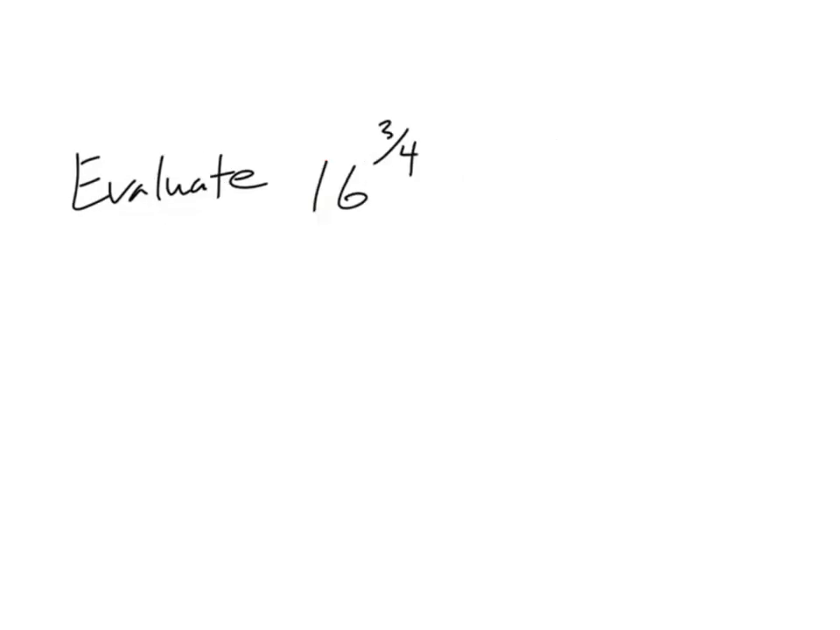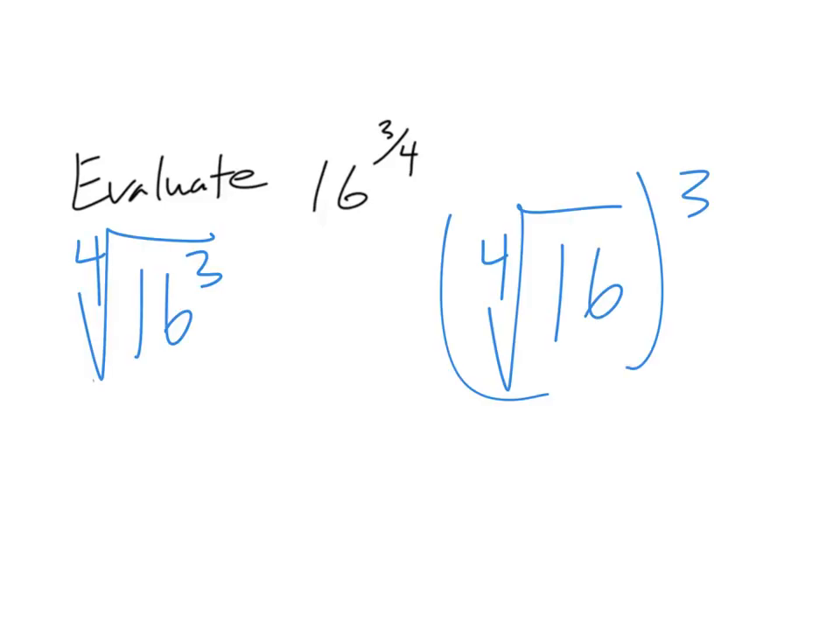Alright, let's do another one. Go ahead and do that one. Convert to radical form first, and then figure out the answer. Okay, so when we do this, you're going to set it up one of two ways. Notice on the left, I'm going to have to cube 16, which is going to give me a fairly large number.